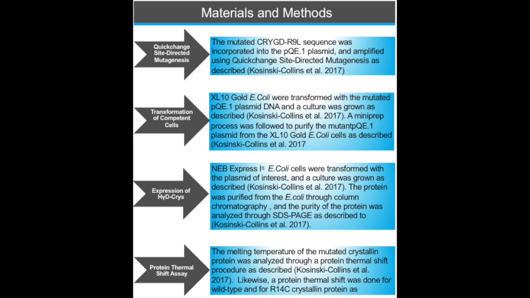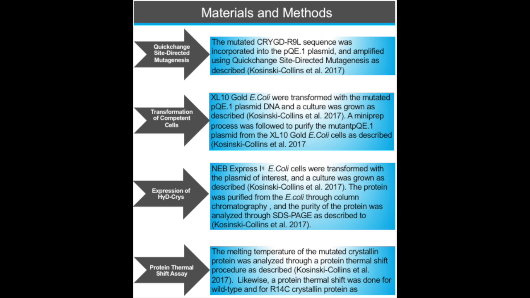Now I will spend some time discussing how this study was performed, as detailed through a flowchart. A desired stability-disrupting mutation in the HgammaD-Crys protein was established as R9L. Overlapping primers were designed at the gene level with the sequence that reflects this mutation, and the mutated CHGD R9L sequence is incorporated into the plasmid and amplified using quick-change site-directed mutagenesis as described. Please note that when I say as described in this presentation, I am referring to the Introductory Biology Laboratory Manual as sourced in the reference section. Wild-type plasmid was removed from the mixture of quick-change products using DpnI restriction enzymes as described. Amplification of the pQE1 plasmid was verified using DNA agarose gel electrophoresis as previously described as well.